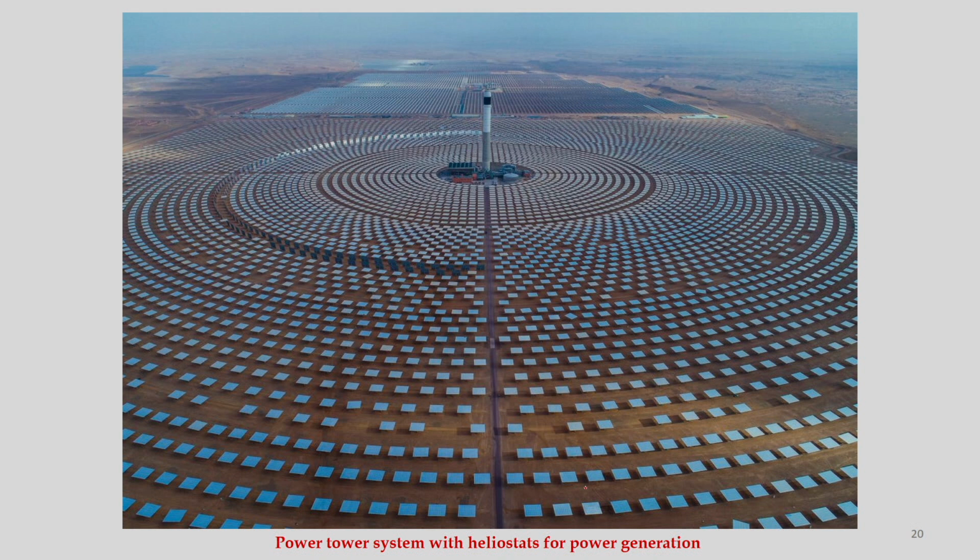As you can see, these are the heliostats and this is the tower. Okay, the receiver is at the top. So, radiations are reflected from here to here, here to here. Okay. So, this is heated up to a very high temperature.